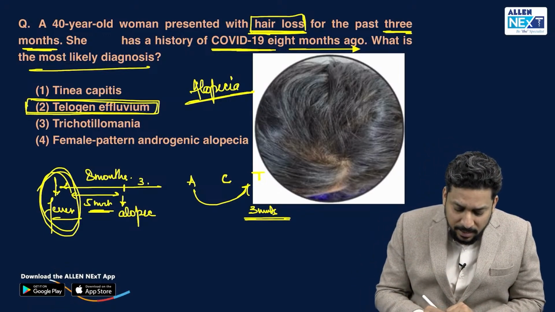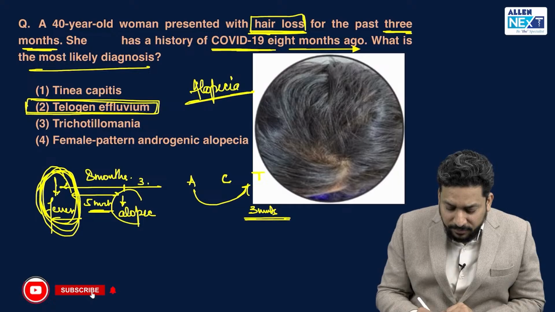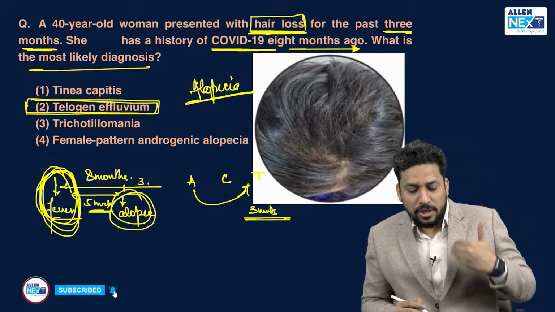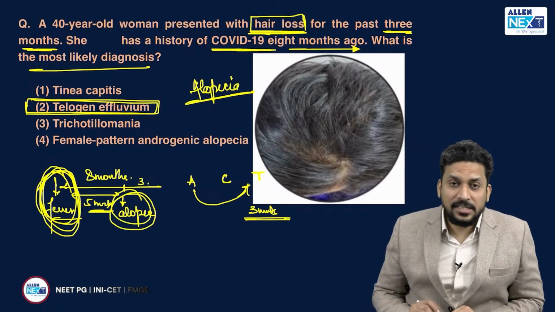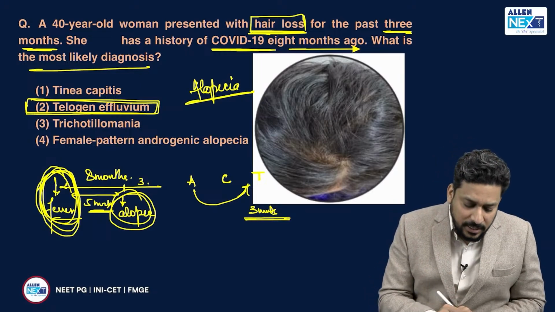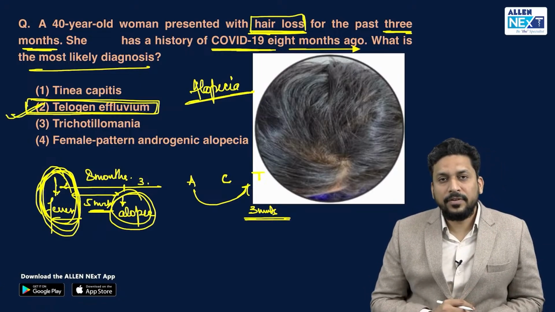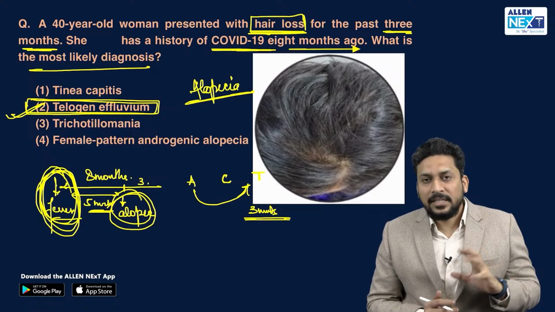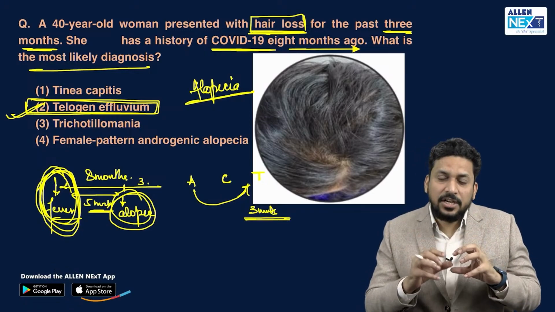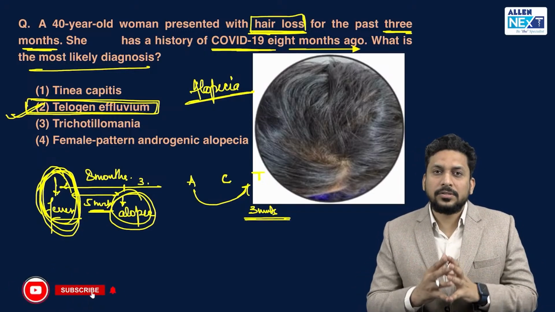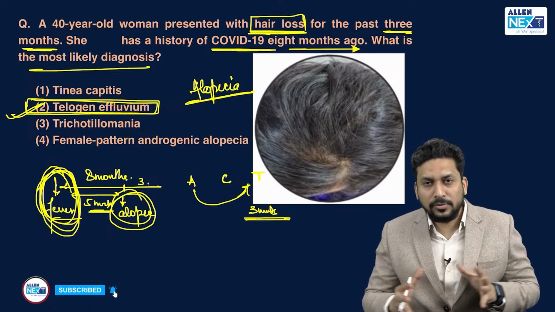Like in this case, the patient had fever and then after 5 months the patient had alopecia or excessive hair loss. So this is a characteristic feature which is seen in telogen effluvium. And remember, in this there is no patchy hair loss. Instead, there is diffuse hair loss. The patient is losing hair from almost the whole scalp.